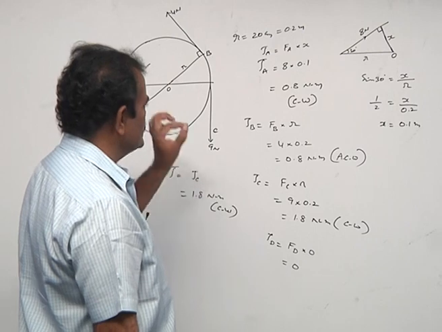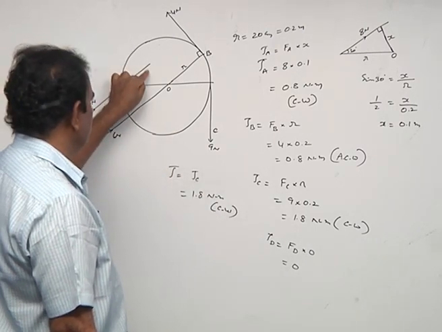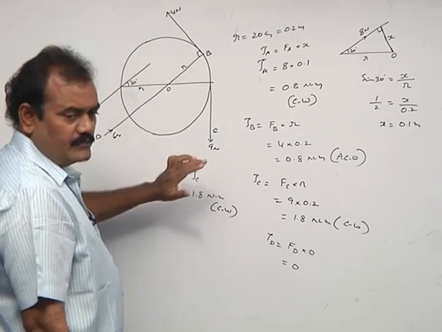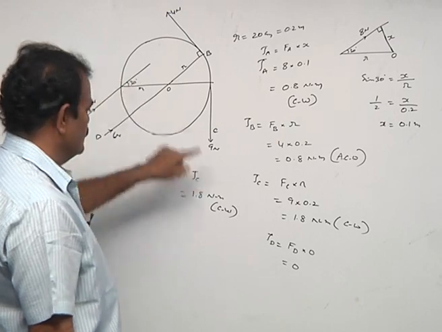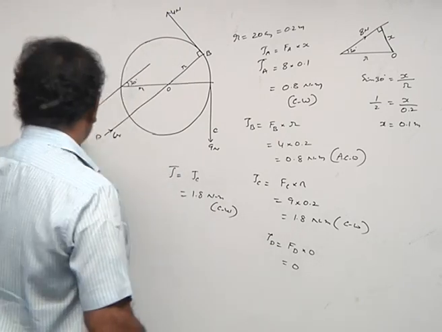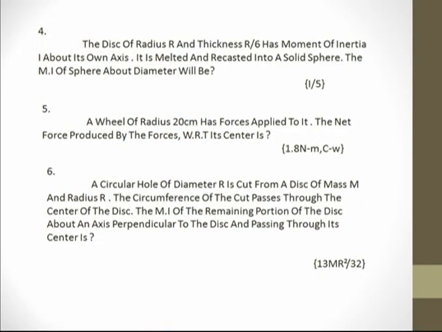Here only a small difficulty is in finding the perpendicular distance for this force about the point O, and the remaining are simple. Only this one. So that's why you are getting 1.8 Newton meter clockwise. That's all. So this problem is also completed. Now we are coming to the next problem.